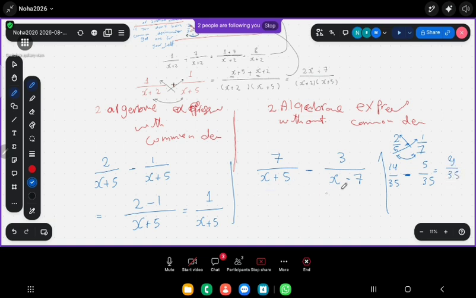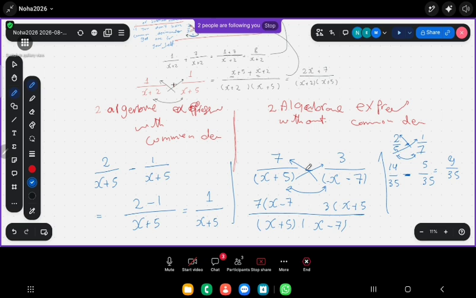It's the same here. Look, you don't have a common denominator. So you will start to make your new denominator as the product of both of them. You have to multiply both of them together. So here it's going to be x plus 5 multiplied by x minus 7. Then you have to multiply the denominator x minus 7 by 7, so it's going to be 7 multiplied by x minus 7. And here 3 multiplied by x plus 5.